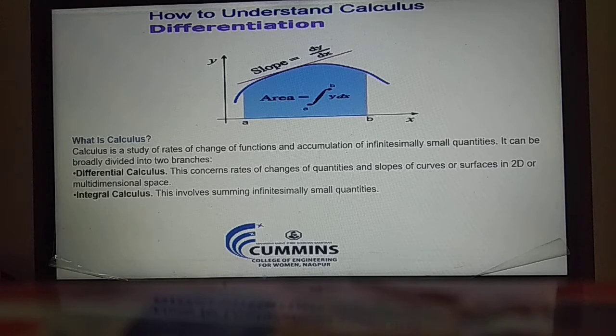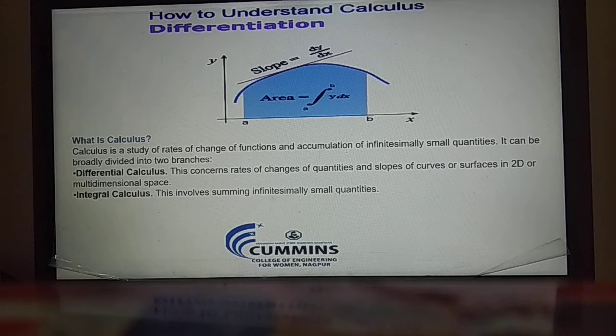Now, we know the general equation of a straight line, y equal to mx plus c. Here m stands for the slope of the straight line. M is the slope. Now in this way, if we draw the curve, then to find the area under the curve in the quadrant, we write the integration with limits from a to b of y dx. So the slope of the curve is found by differentiation, that is known as dy by dx.